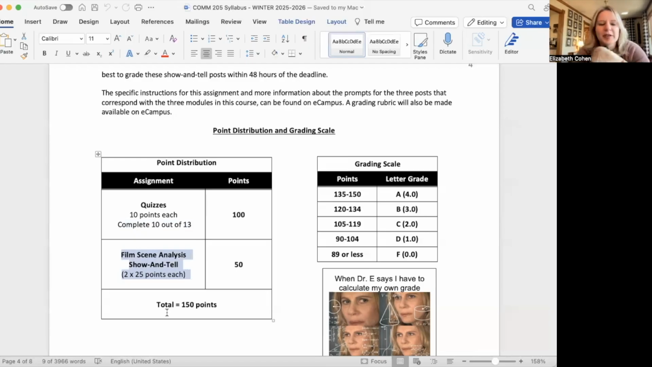As you can imagine, they're buddies. Similar thing with the show and tell analyses. There are going to be 3 opportunities to do those analyses corresponding with each week, basically. But I'm only going to take 2 grades. So you can skip one, or you can do all 3, and I'll take the best 2 out of 3. Whatever makes sense for you.